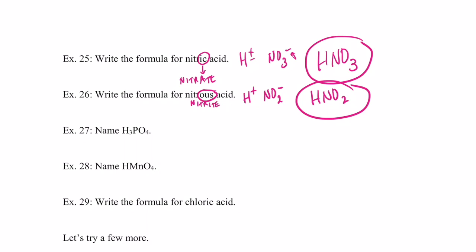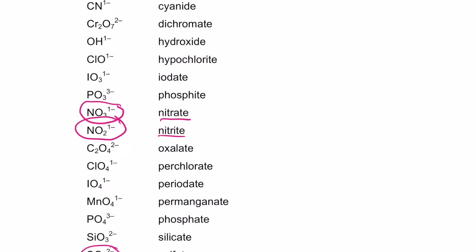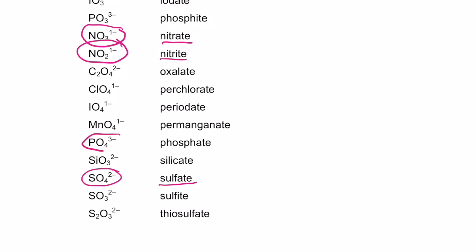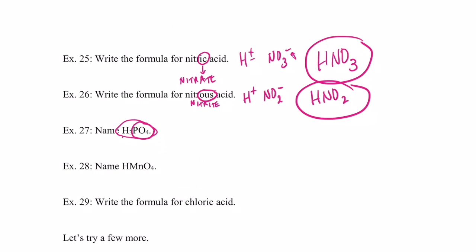Okay, let's try a few more. How about H3PO4? So we know it's a ternary acid, has more than 2 elements in it. Let's look up PO4 on our polyatomic chart. So PO4 is right here. Here it is, it's 3 negative and it's called phosphate. What do ates become? That's right. So we'd call this phosphoric, not phosphic, but phosphoric acid.